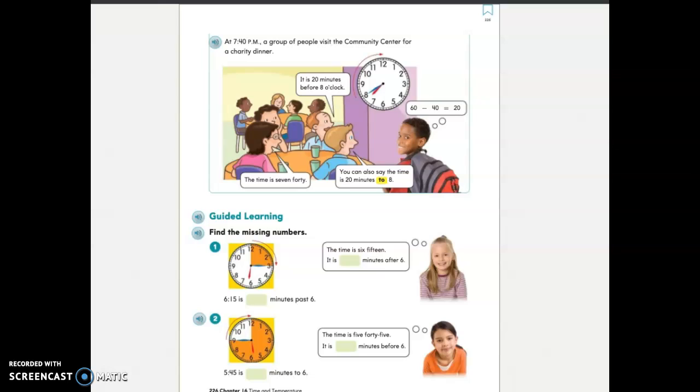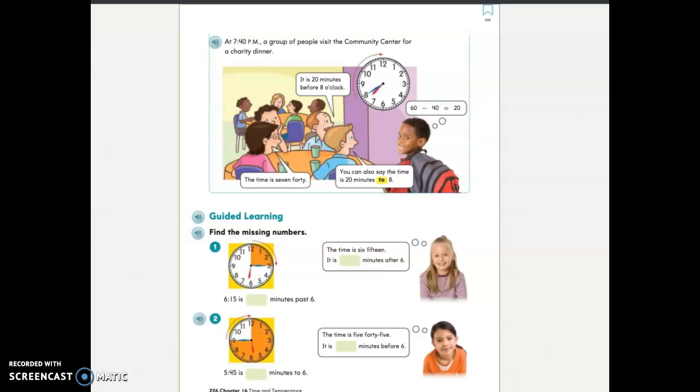This friend right here is writing the time in words, so it is 7:40. And this friend right here also tells you can say the time is 20 minutes to 8. So we can say that it is 40 minutes past 7 or 20 minutes to 8. Remember that our long hand, our blue hand on our clock, is our minute hand, and the short hand, or the red hand on our clock, is the hour hand.